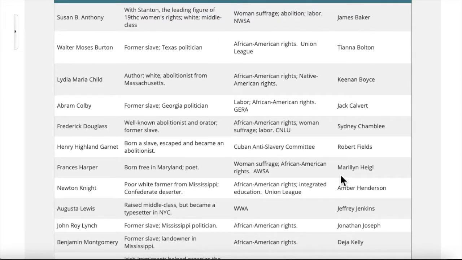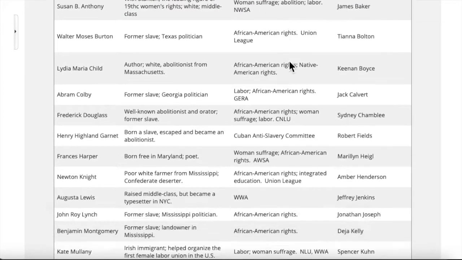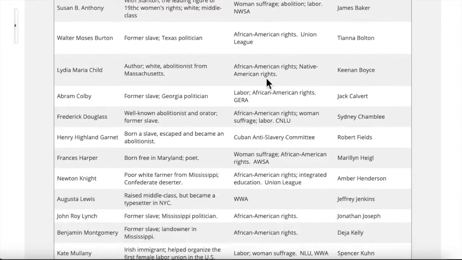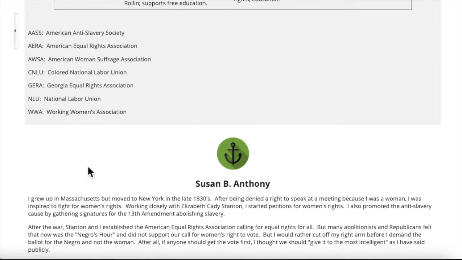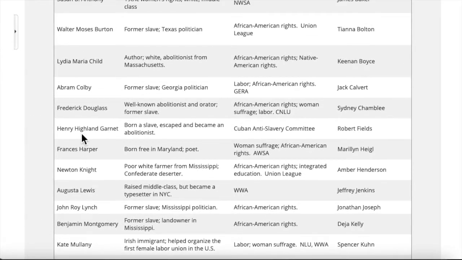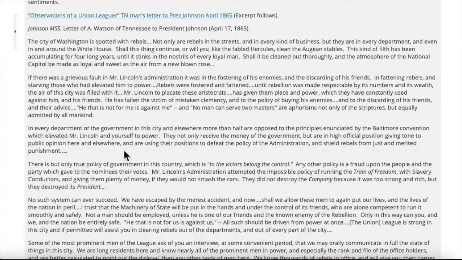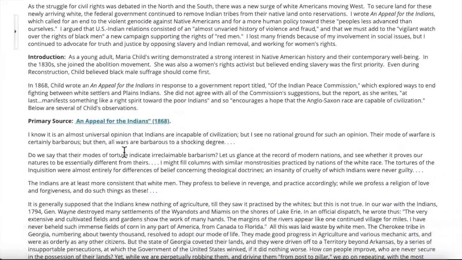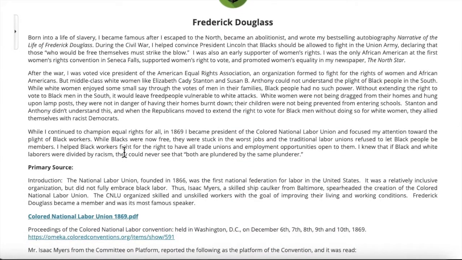Now, what do you know about them? Well, right now you just know this, which is very little. In fact, these acronyms are spelled out down here, so you can find out what these acronyms are. But let's suppose you were assigned the role of Frederick Douglass. Well, you would scroll down until you find the section on Frederick Douglass. There it is. Now here, Douglass talks about himself.